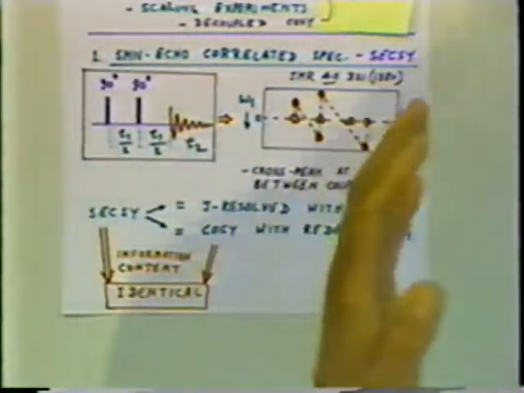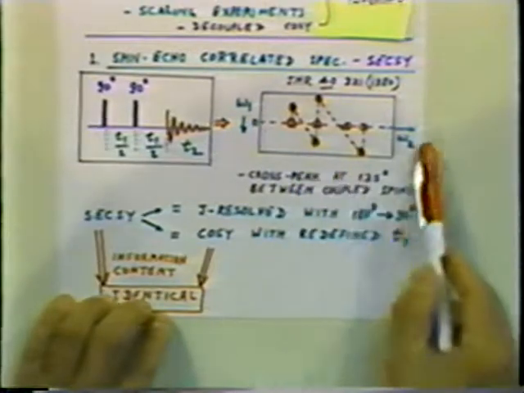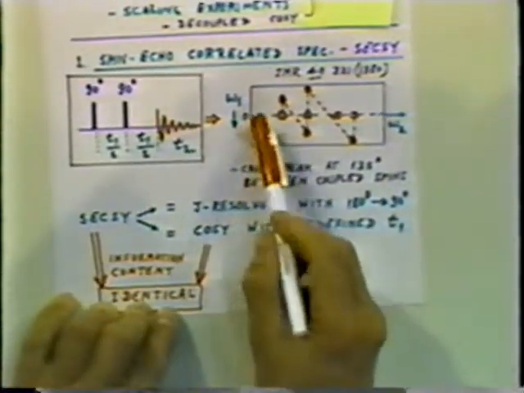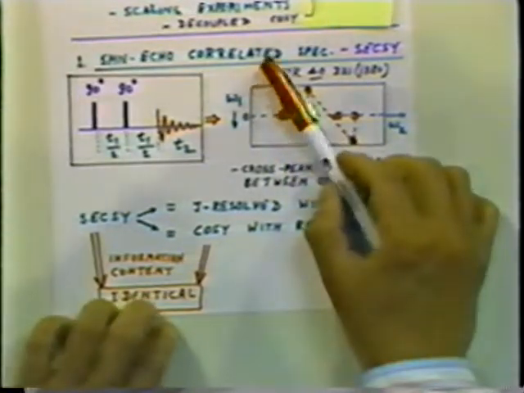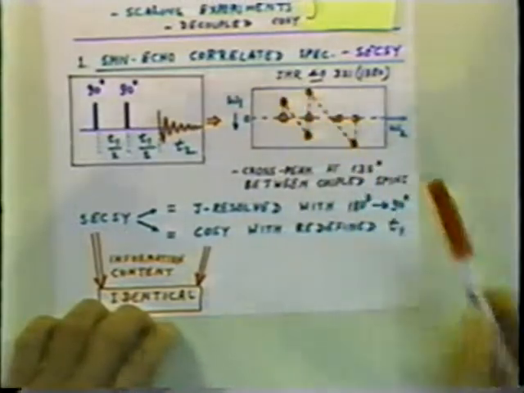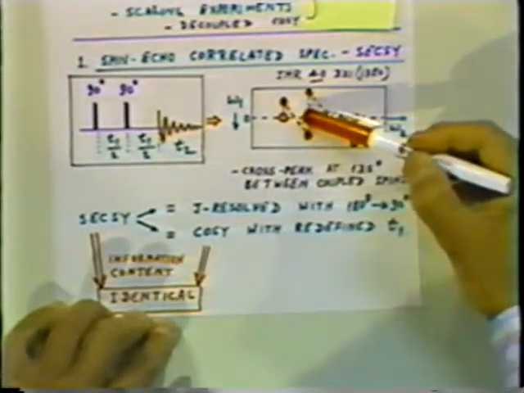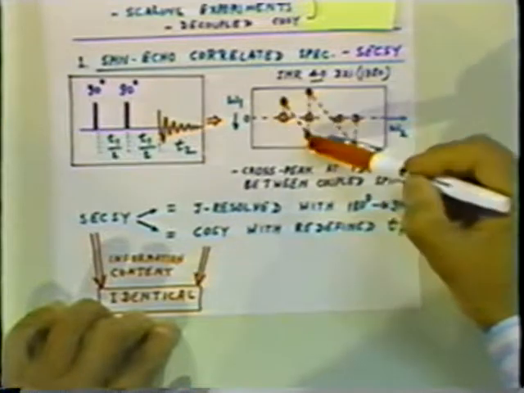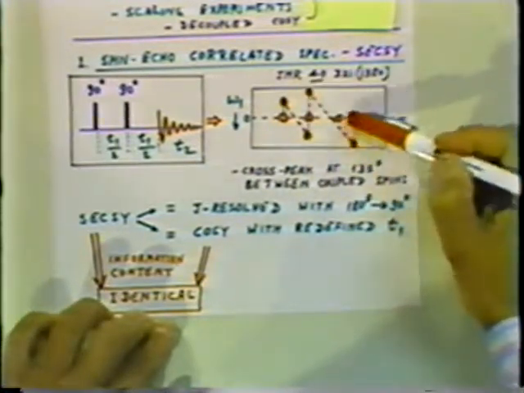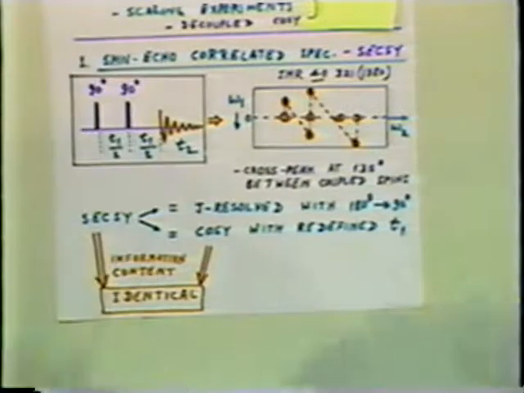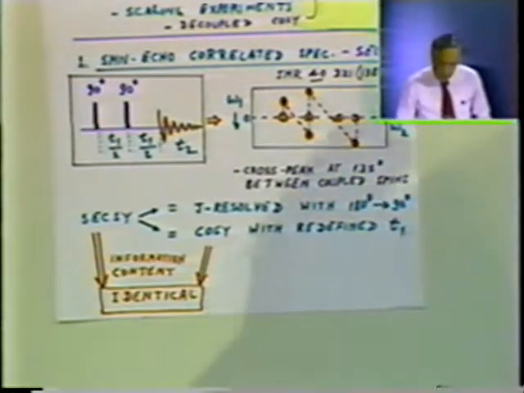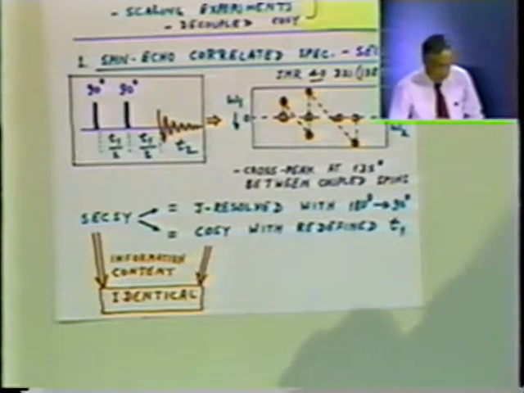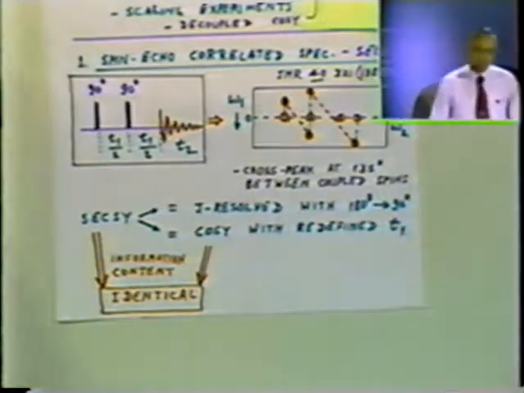The result that this experiment gives comes out in this shape, in the sense that the diagonal peaks now come along ω1 equal to 0 frequency, and the cross peaks lie at an angle of 135 degrees from each other. So if this peak and this peak are coupled, we will get cross peaks which look like this, or like this. These 2 peaks are coupled. If you look at the information content of a spin-echo correlated spectroscopy experiment, it is identical to a COSY experiment. Therefore, it is closer to a COSY rather than a 2D J-resolved experiment.